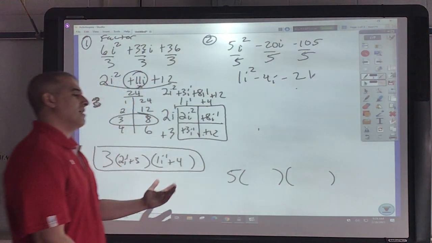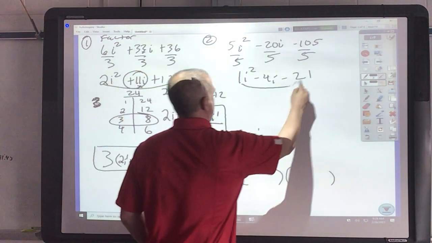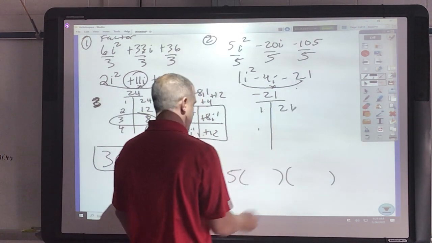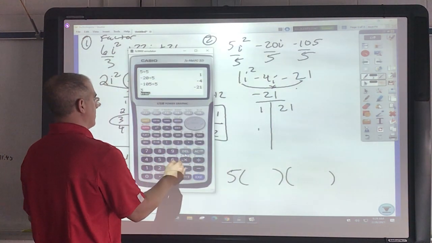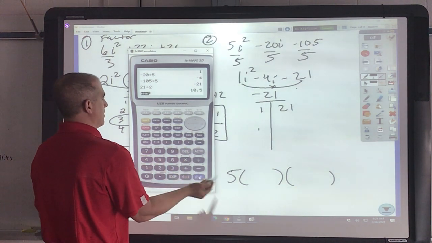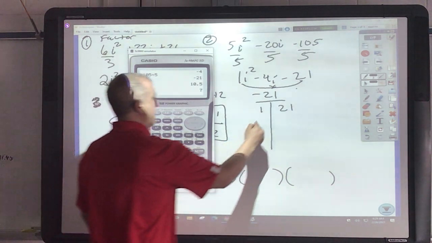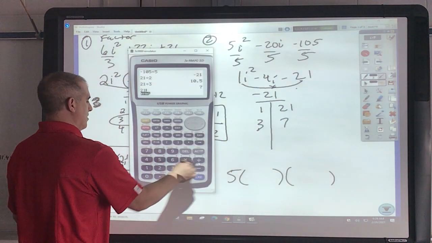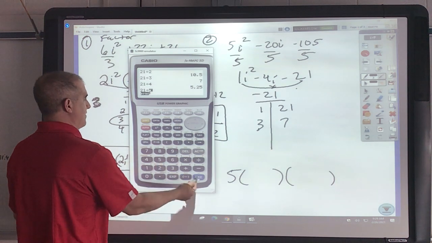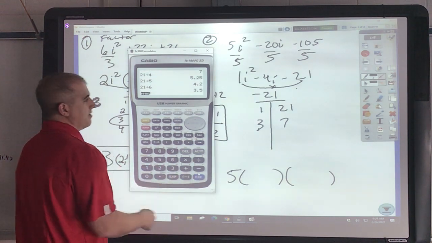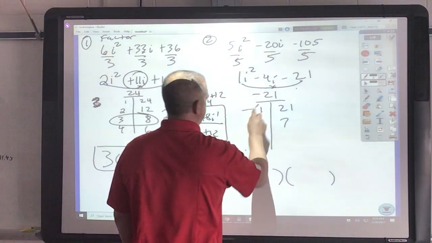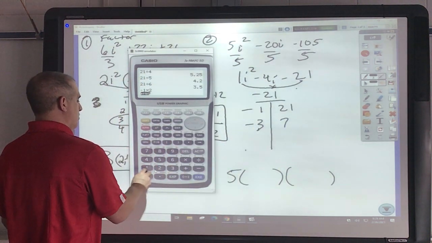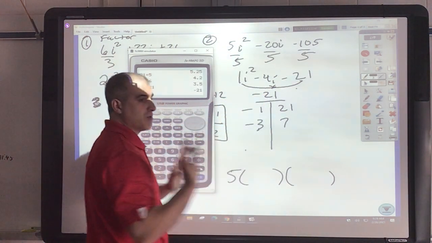Now I'm ready to actually factor. 1 times negative 21 is negative 21. The factors are 1 and 21, 3 and 7. 2 wouldn't work. 4 no, 5 no, 6 no. Since I see negatives, I start out by making one side negative and test it. Does negative 1 times 21 give me that? It does. So I'm good with the number of sides.